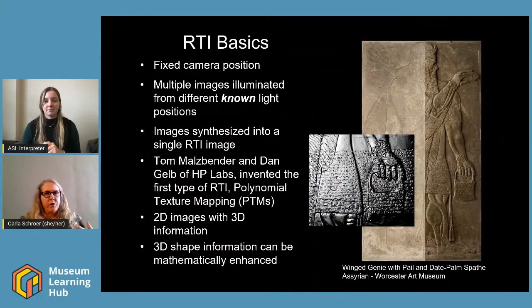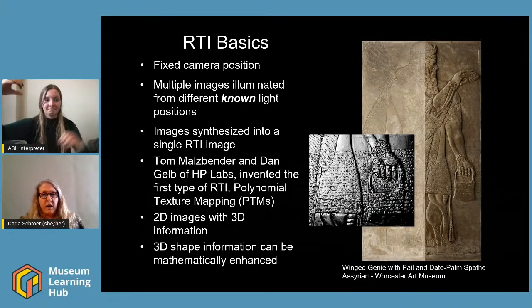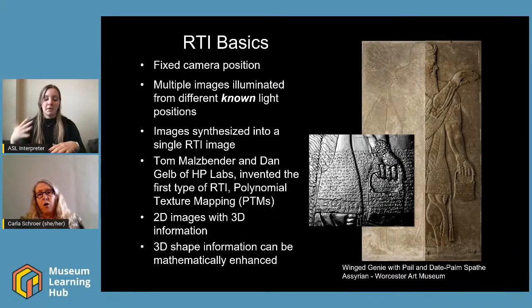So what's happening with an RTI is we have a camera in a fixed position, we have our subject in a fixed position, and we take a sequence of images with light in different known positions around the subject. And then in software, we can synthesize that into an RTI, and special viewing environments know how to then do the relighting and do the mathematical enhancements. So it's a 2D image, it's pixel-based, but it contains 3D information about the surface shape.